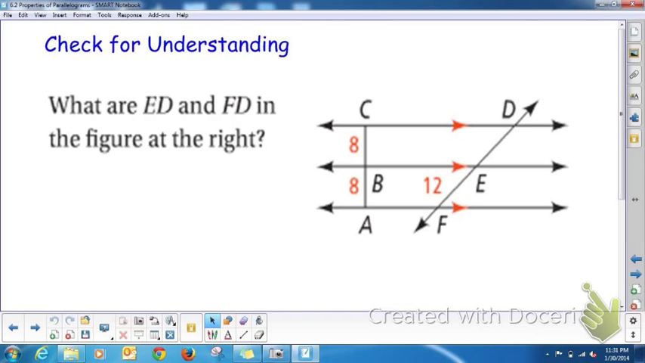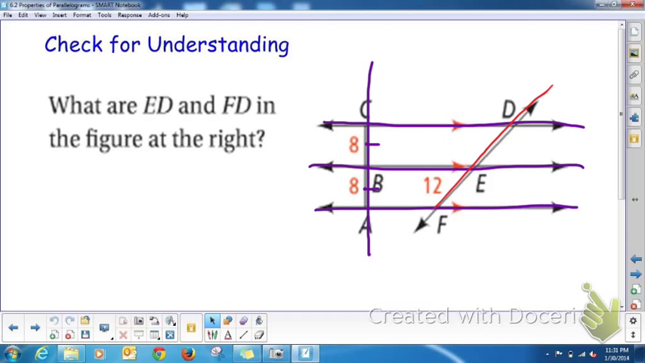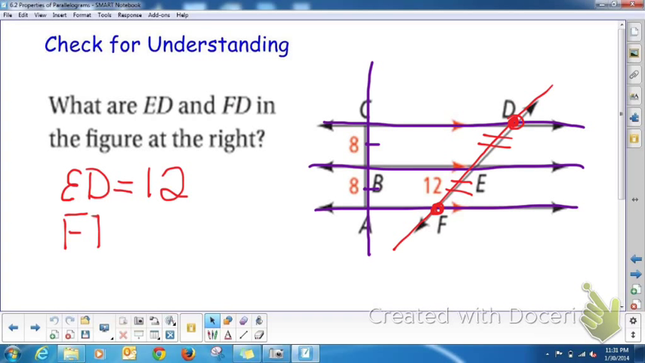Let's check for your understanding. What are ED and FD in the figure at the right? Well, if CD, BE, and AF are all parallel lines, and they are cut by this transversal CA, so that CB and BA are congruent, then that means this transversal, DF, is cut into congruent segments as well. So if EF is 12, then DE would be congruent. So ED would be how much? 12. So the whole segment, F to D, would be how much? 24, 2 times that, or 12 plus 12.